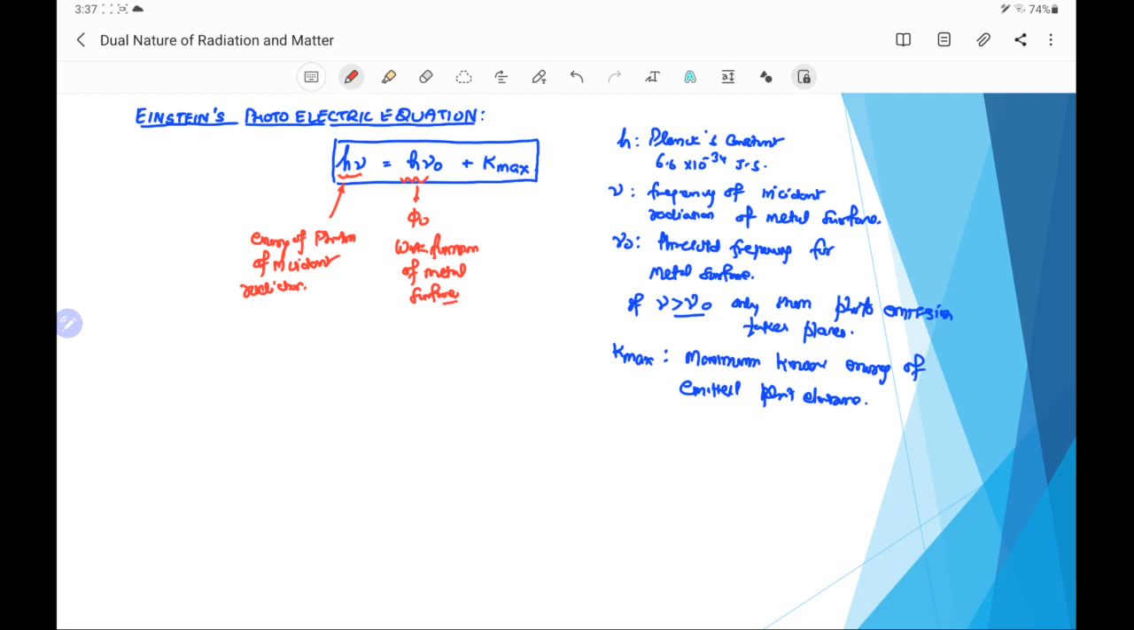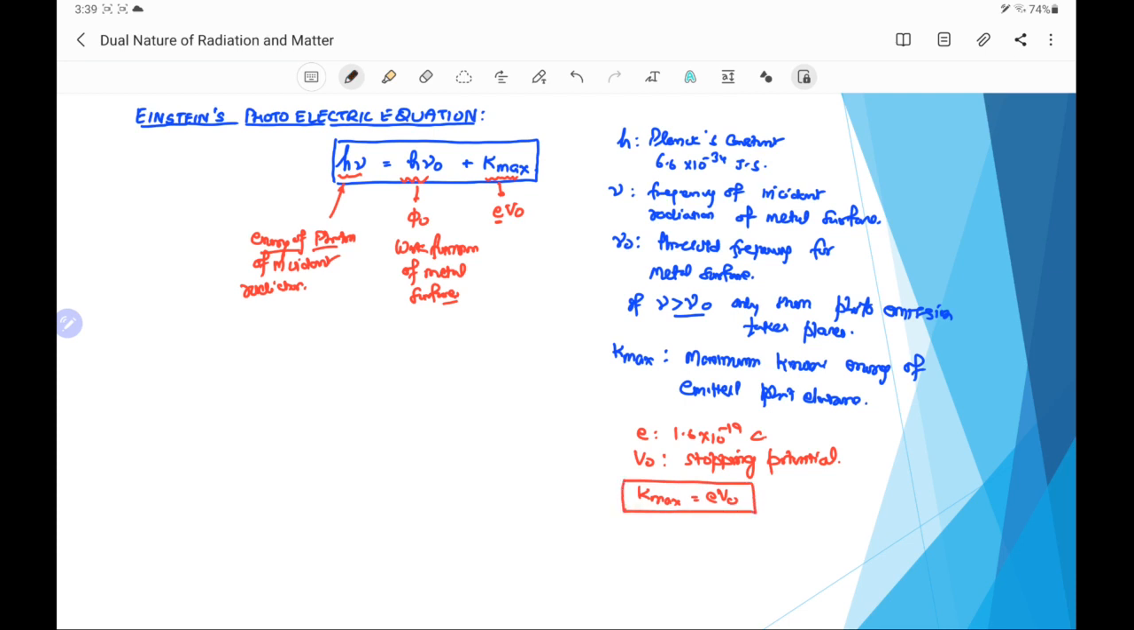Therefore, for emission of the photoelectrons, the energy of the photon should be greater than the work function of the metal surface. And this kinetic energy, that is the maximum kinetic energy, is the energy of the photoelectrons, which is the difference of the energy of the photon and the work function. And it can also be equal to eV0. Here e is the charge on electron, and charge on electron we know it is 1.6 into 10 raised to the power minus 19 coulomb, and V0 is stopping potential. That means this potential is required to stop the photoelectron which has the energy K max, or the maximum kinetic energy. That means we can say K max is equal to eV0.